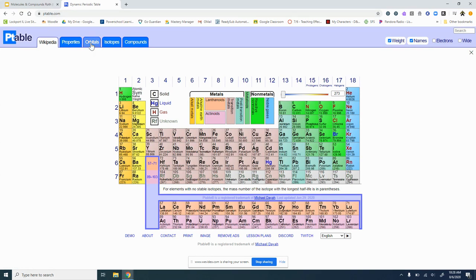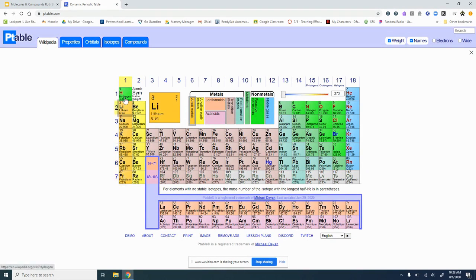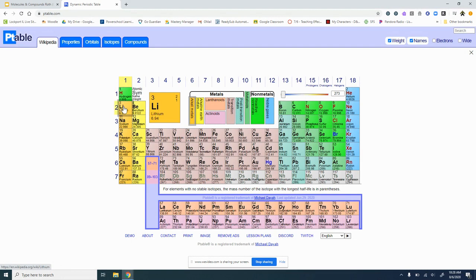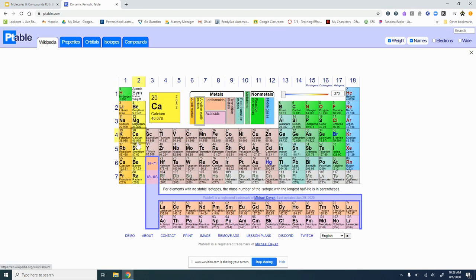Okay. Now, valence electrons are generally determined by the group number. So this group here has 1 valence electron. Every atom in this group has 1 valence electron. This is group 2. Every element in this group has 2 valence electrons.